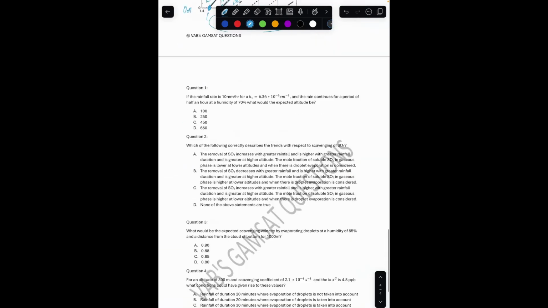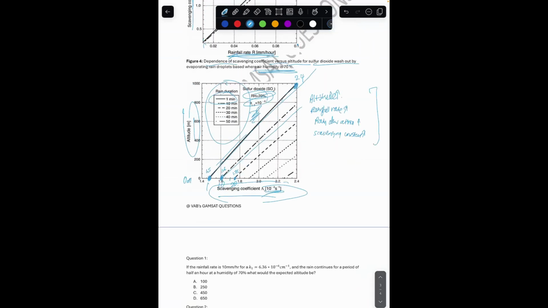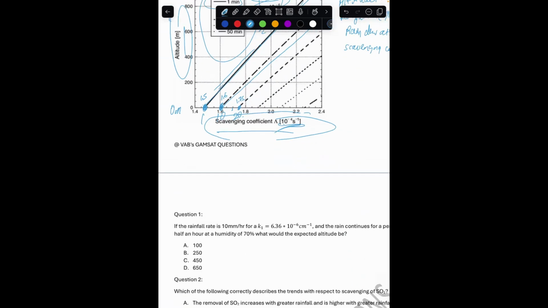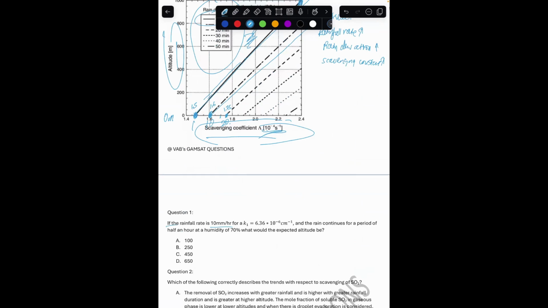Okay, so let's actually get to the questions. Question 1. If the rainfall rate is 10 millimeters per hour for a K1 of 6.36 times 10 to the negative 6 centimeters, the rain continues for a period of half an hour, which is 30 minutes. I'm underlining here because often the information they give in the actual question helps direct you to what you need back in the stem. So you should definitely be underlining so that you know what to refer back to in the stem.